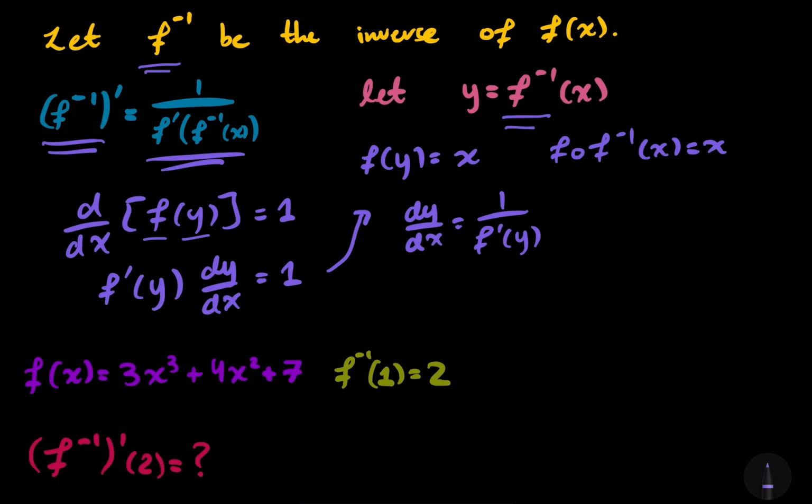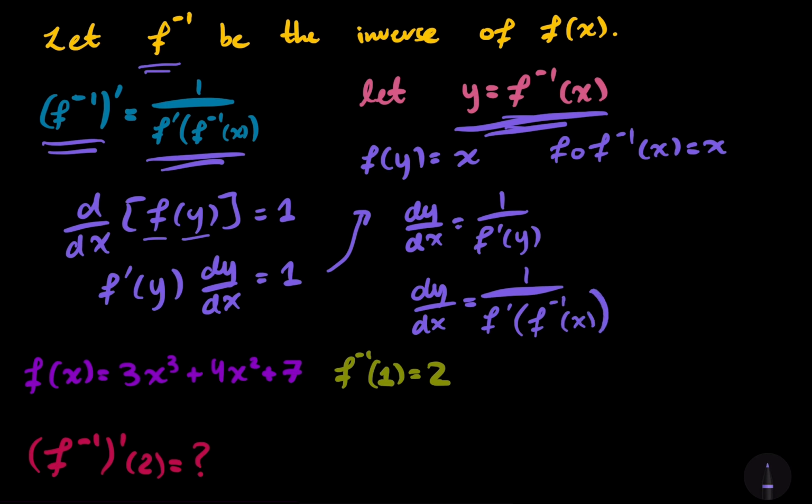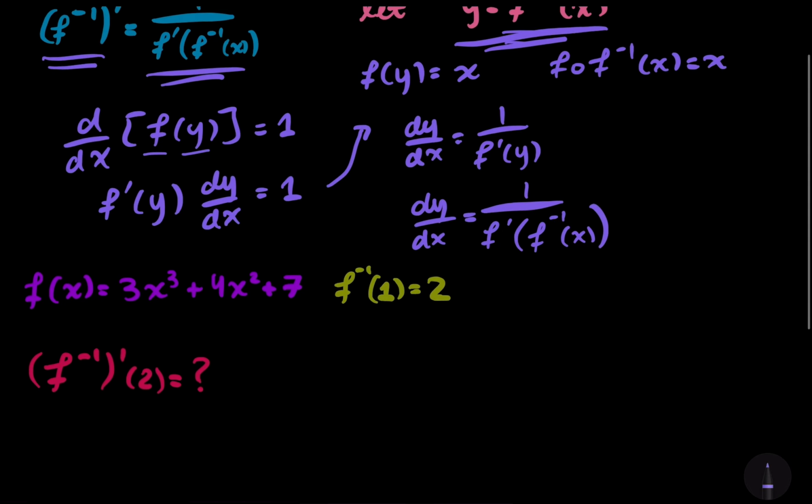But what is y? We said that y is equal to f inverse of x. So if we substitute y equals f inverse of x, we end up with dy by dx equals 1 over f prime of f inverse of x. And that right there is the proof. It's actually quite simple, and we're going to use the same principle when we look into the derivative of inverse trigonometric functions in the next video.